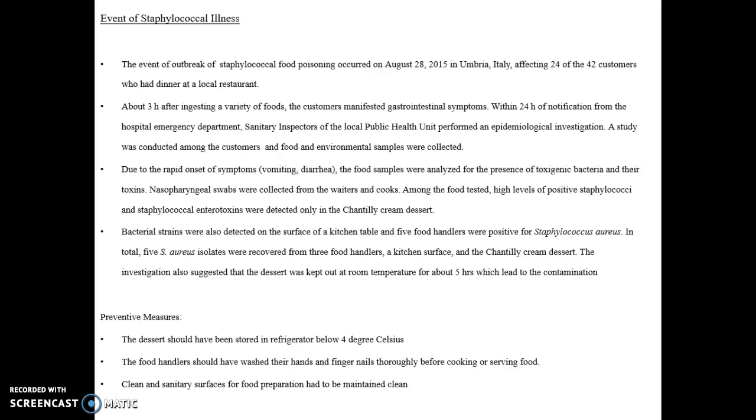The prevention measures which could have been taken to avoid the spread of the bacteria are that the dessert should have been properly stored in the refrigerator at about 4 degrees Celsius. The food handlers should have washed their hands and nails before cooking or even serving the food, and the surfaces of the kitchen and the surroundings should have been kept clean and sanitized to avoid such situations.